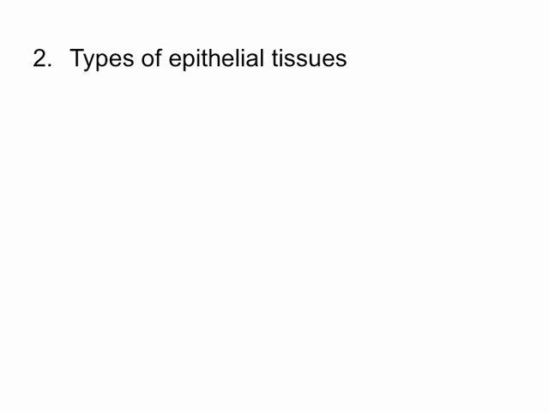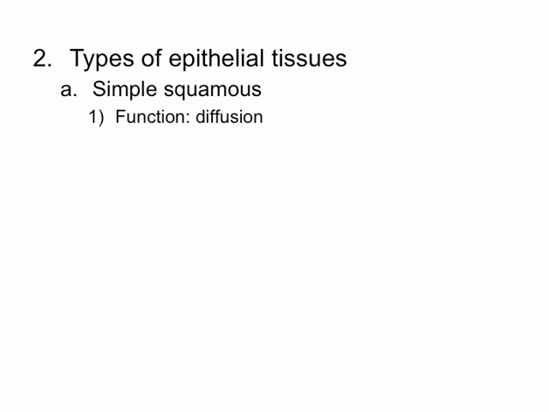All right, so the major types of epithelial tissues. The first type is called simple squamous epithelium. Simple means that there's one layer of cells. Squamous means that the cells are flattened. The function for simple squamous epithelium is diffusion.